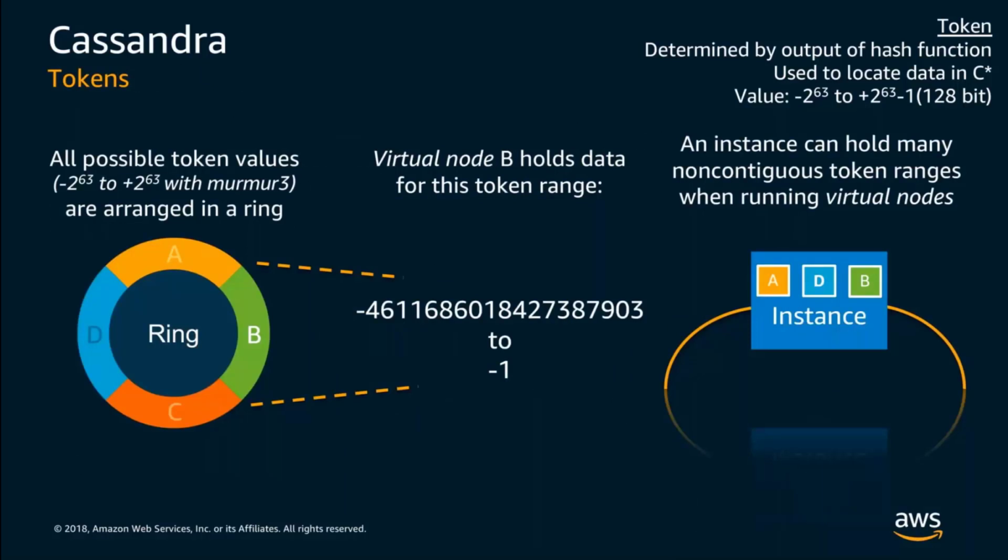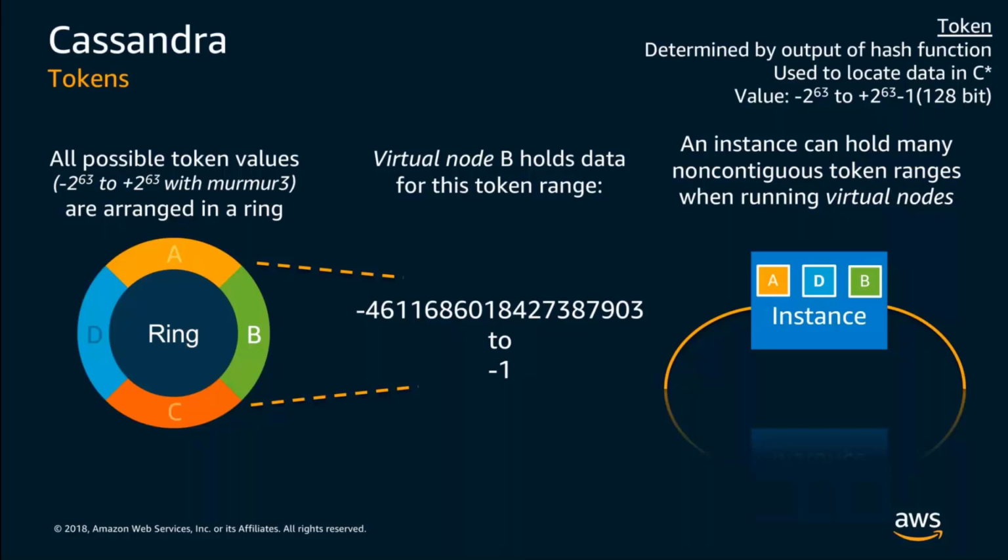So let's dig into one example. Let's look at Murmur3. It's the default. It has a very wide range of values, from -2 to the power 63 to +2 to the power 63. A token comes out of this hashing function, and all the possible token values are arranged in a ring. Now that is actually the continuum that I was referencing earlier. A single virtual node is responsible for one section called a token range. And then an EC2 instance has many virtual nodes working together.